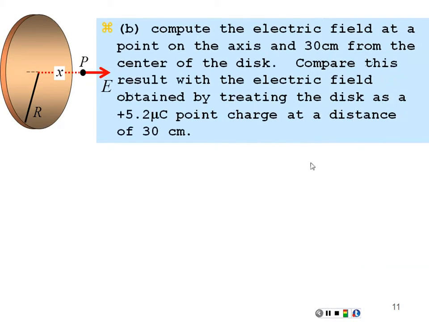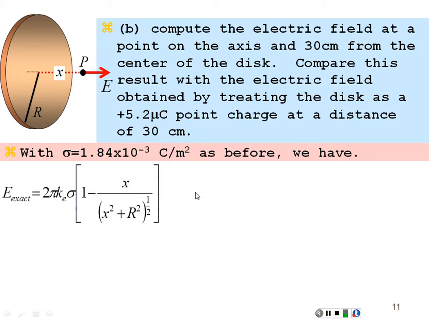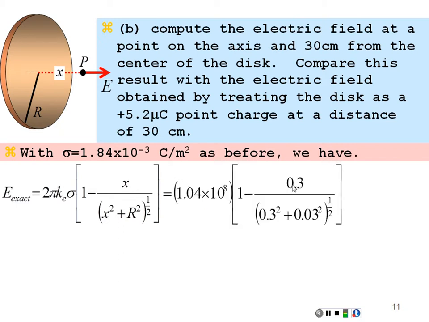Compute the electric field at a point on the axis 30 centimeters from the center of the disk. Compare this result with the electric field obtained by treating the disk as a 5.2 microcoulomb point charge at a distance of 30 centimeters. So we're going to move far away from this disk and calculate the field there and compare it to a point charge. Well, the exact value is 2 pi k sigma times 1 minus x over x squared plus r squared to the 1/2 power. And x in this case is 30 centimeters or 0.3 meters. And if we calculate that, we get 5.16 times 10 to the 5 newtons per coulomb.